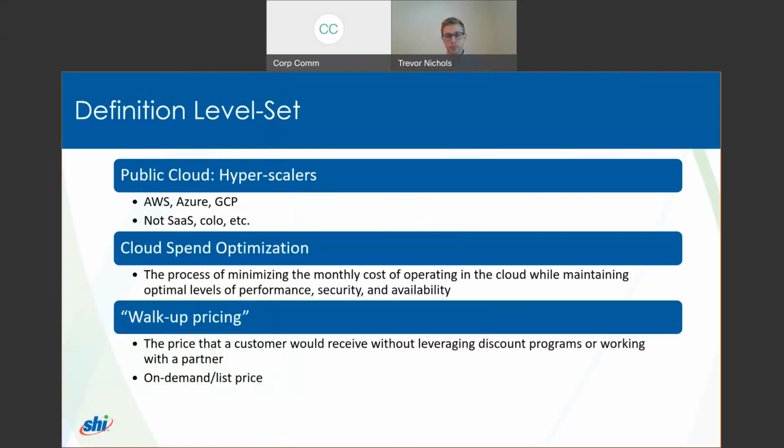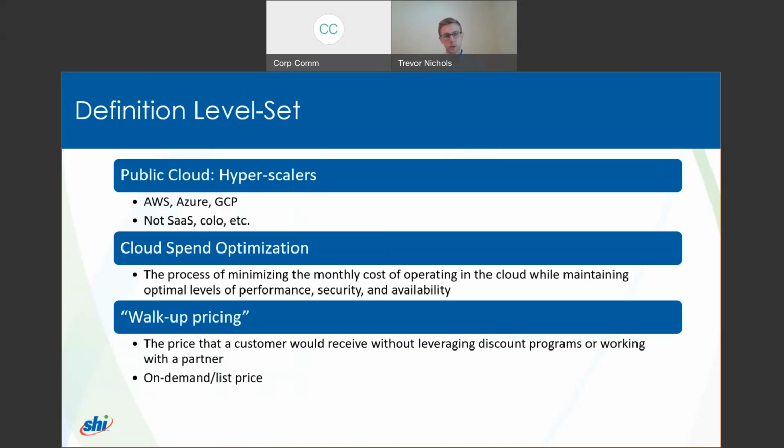So before we get into all of the different lingo for the day, I just want to level set some terms that I'll probably use throughout the presentation. Public cloud principally means hyperscalers. That's Amazon, it's Azure, it's Google. We're not talking really SaaS, Colo, Office 365, or anything like that. If you are looking for assistance with any of those, we can provide a wide variety of professional services, consulting, advisory, and implementation for any and all of those things.